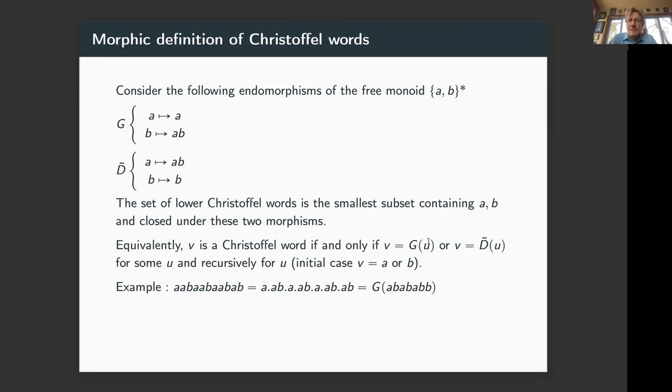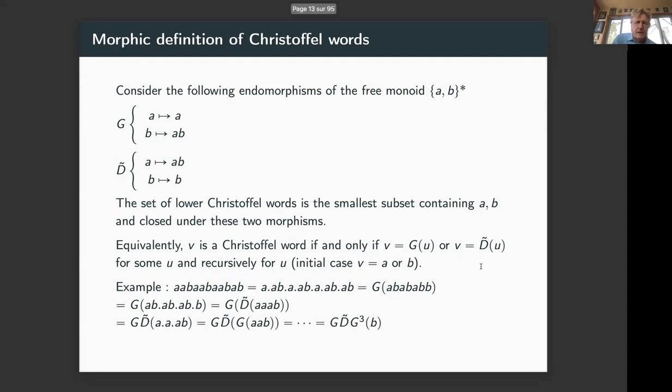So I give you the example of the word before. You can decode it on the image of G, so it is in the image of G. Then the word which is inside the parentheses of G, you can decode it again on the image of D tilde, and you obtain what is written on the screen, and you continue like this. At the end, you obtain that the word V equals G D tilde G cubed of B. So this is a very quick way to verify if a word is a lower Christoffel word. It's a kind of additive, non-commutative Euclidean division.